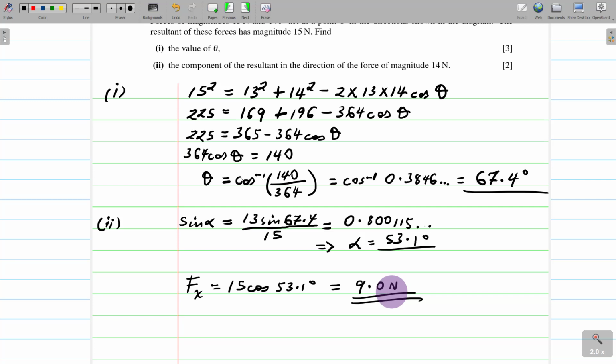So go through the working and see whether my calculations are correct. And what is most important is the method that I'm using to work out these questions. That is what I want you to pay attention to. And that is how question 2 is worked out. Let's go to question 3.